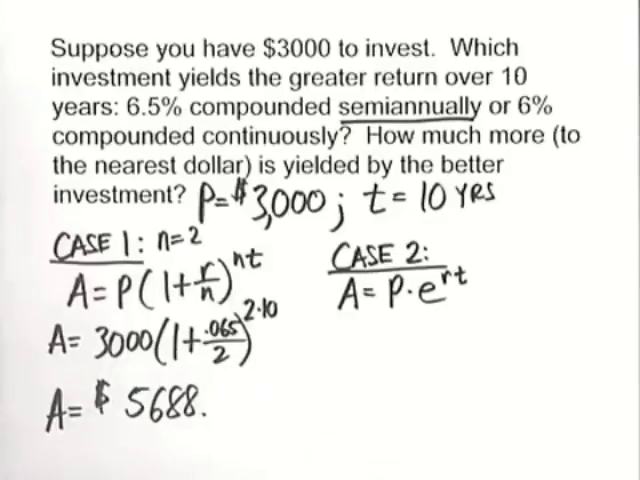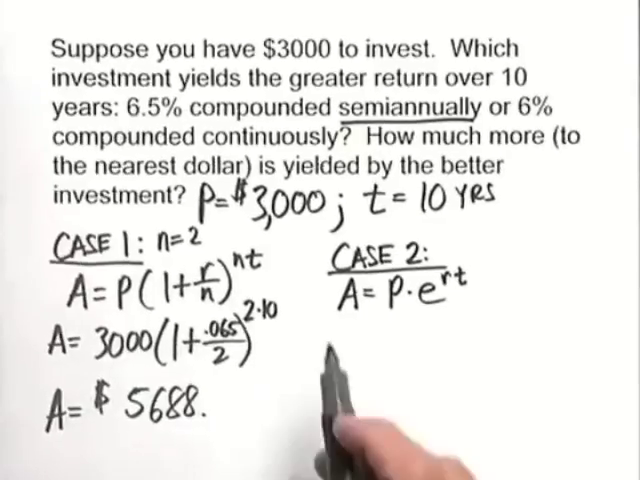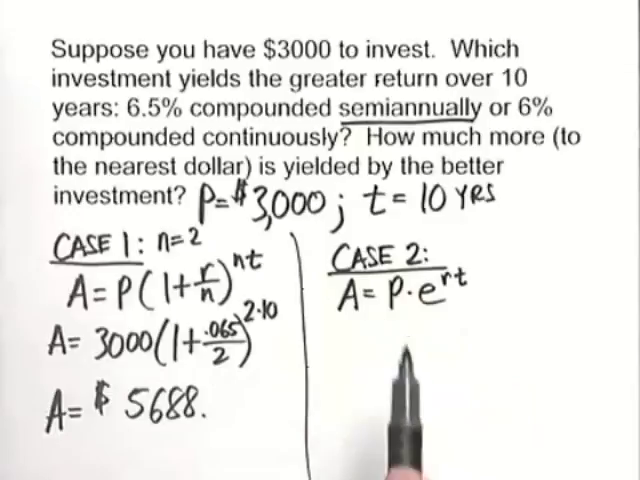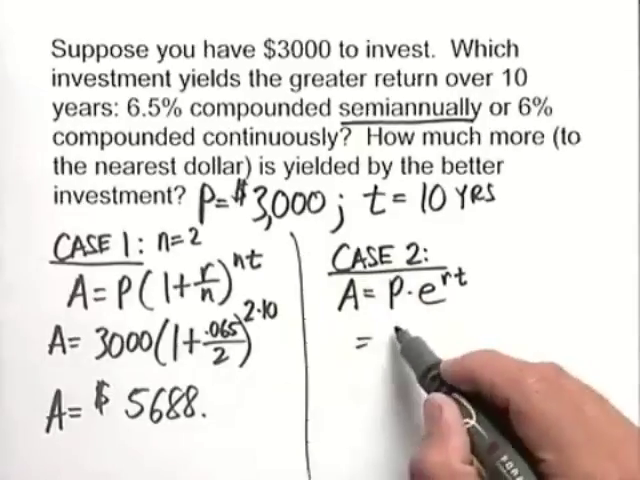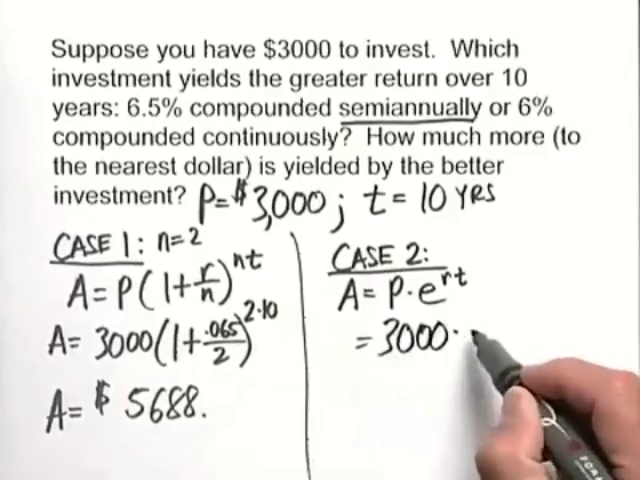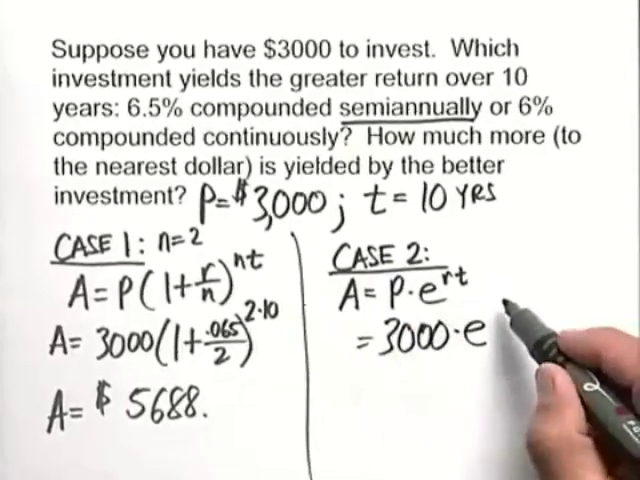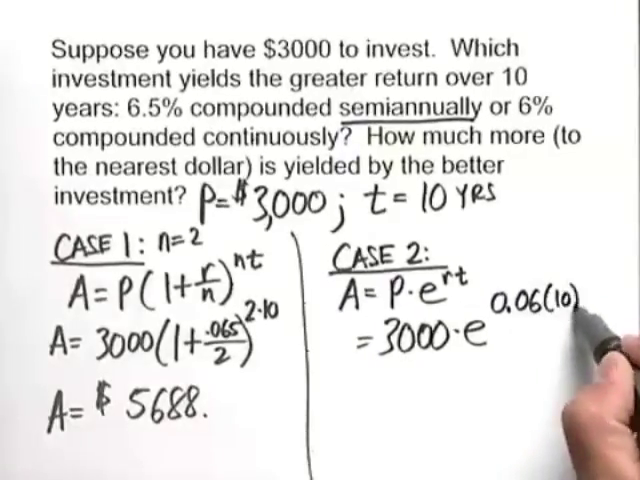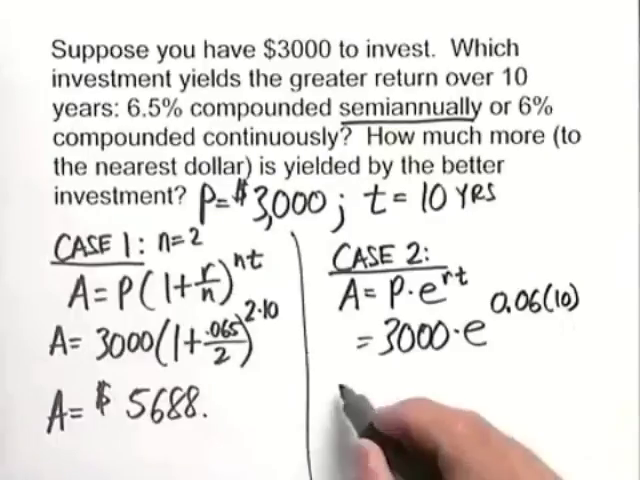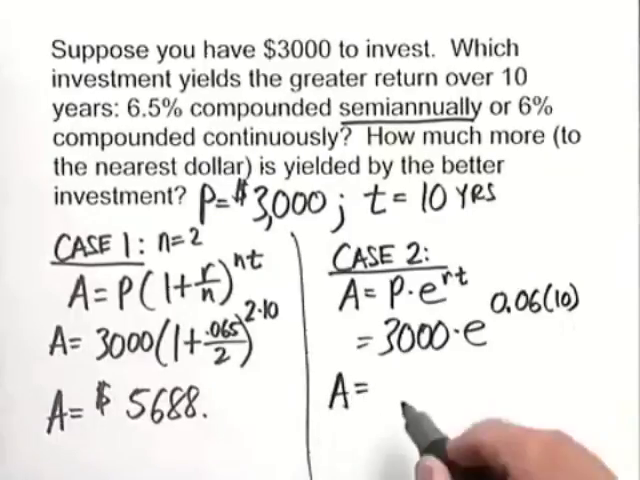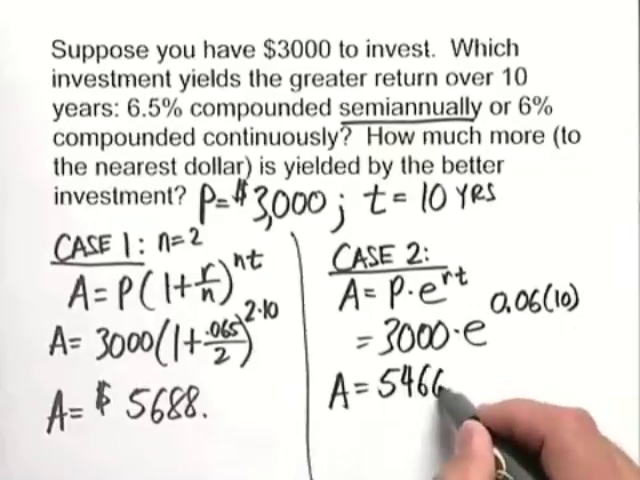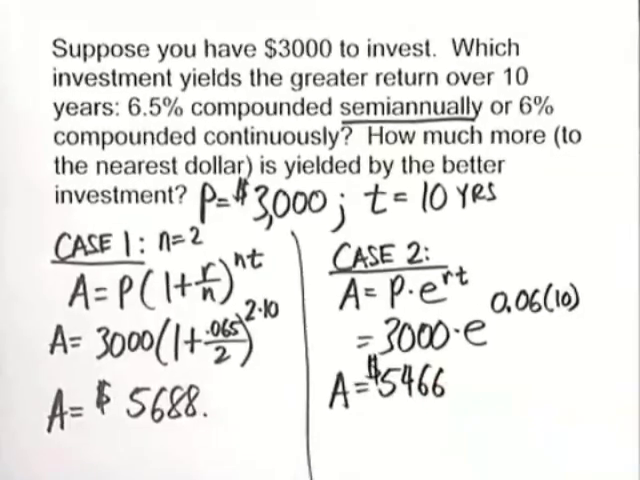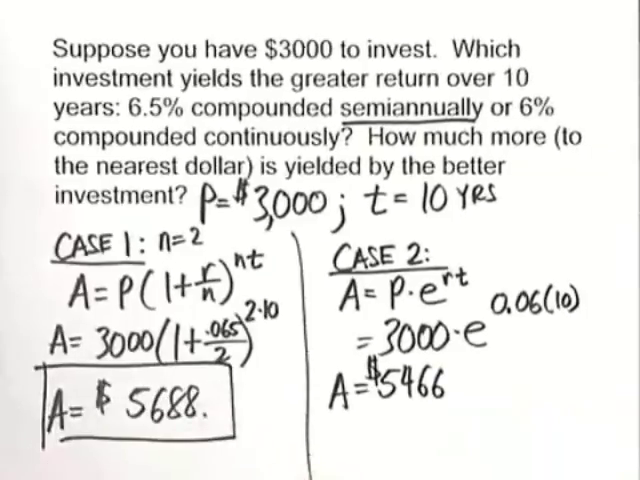Now let's look at case 2. Case 2 is 6% interest compounded continuously, so we have to use an entirely different formula here. A is equal to P times e to the rt. So as before, our principal is $3,000 times the exponential e. The interest rate is different here, so you've got to be careful of that: 0.06, and then again for 10 years. Carefully plugging this into your calculator, we're going to come up with an amount of $5,466. So it's obvious that case 1 is better, the 6.5% compounded semi-annually setup.